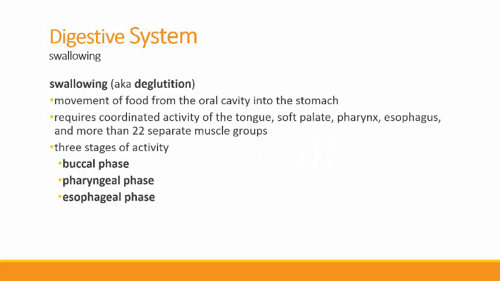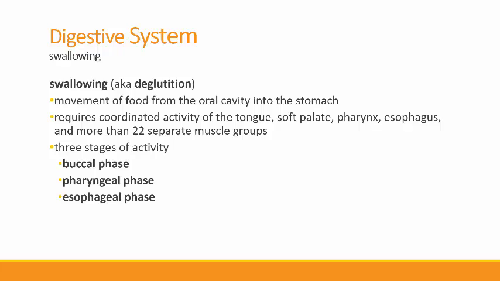The swallowing process is known as deglutition, and it's the movement of food from the oral cavity down to the stomach. And it requires the coordinated activity of a number of muscles and organs in order to force food from the mouth down to the stomach. So 3 stages of the activity. The book does not label them as these stages, but it does describe the 3 stages.